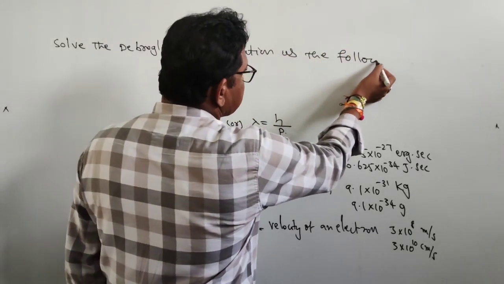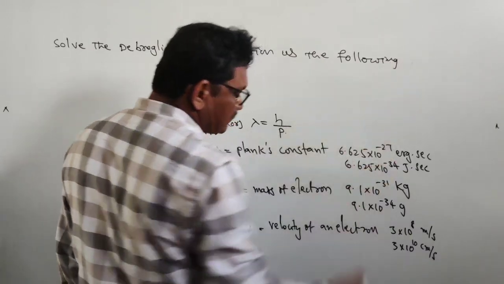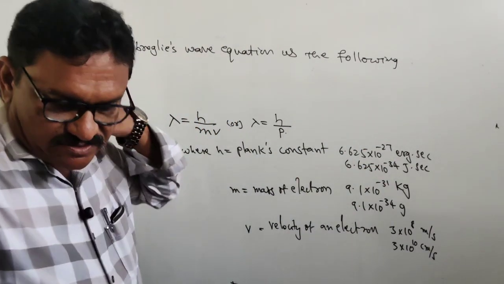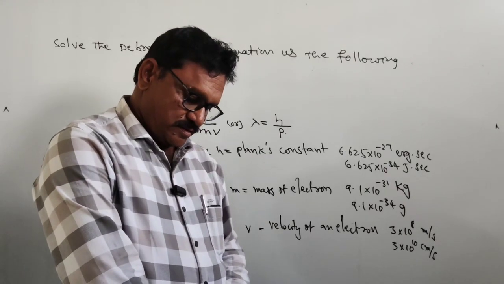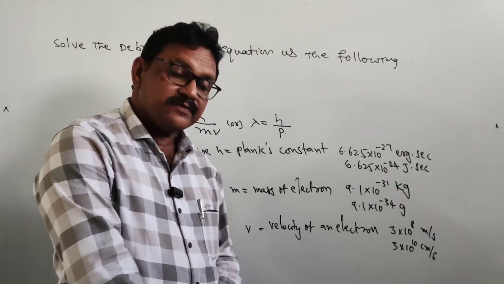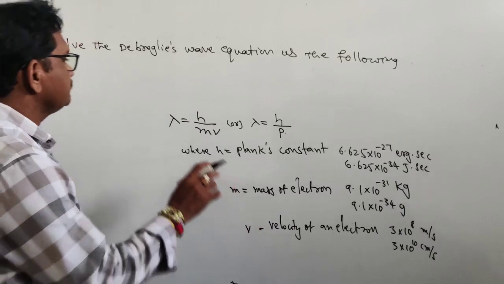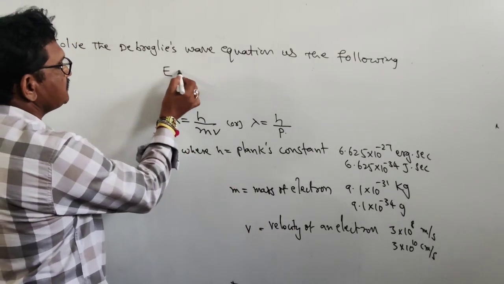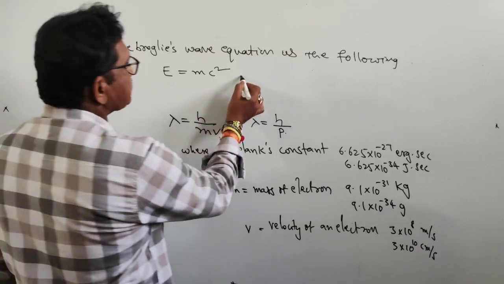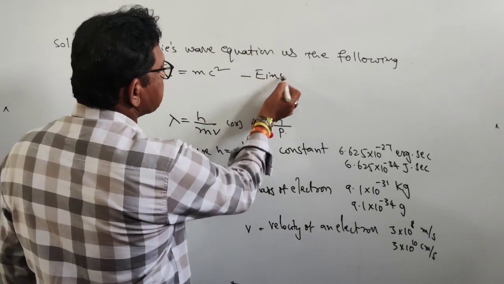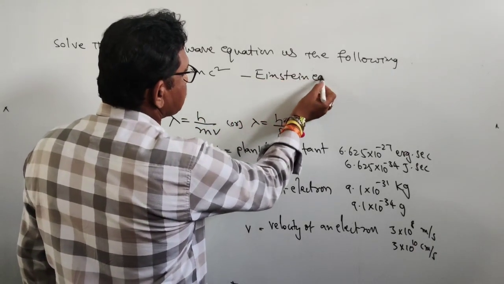See, scientist Einstein is a wonderful scientist in the 20th century. He had given a famous relation between energy and mass. What is that? E is equal to mc square. This is Einstein equation. What is this Einstein equation?